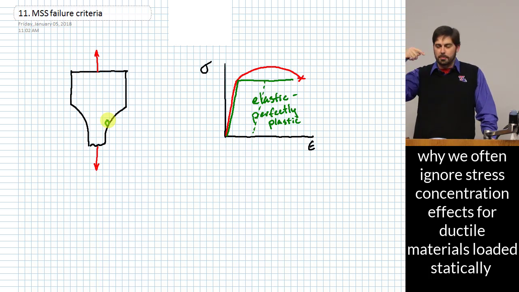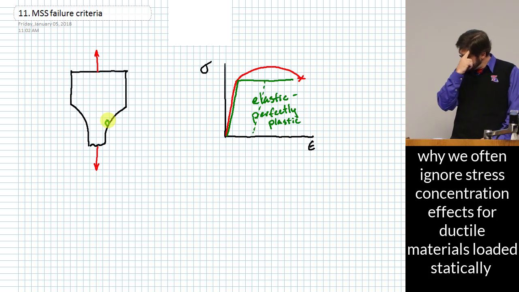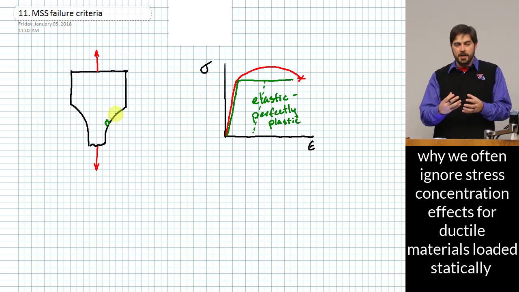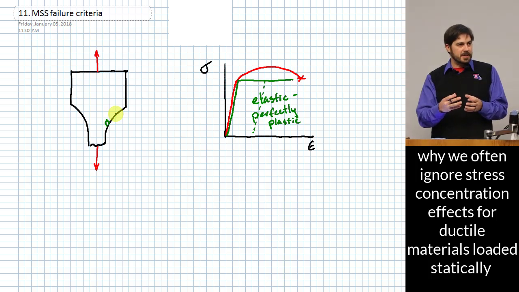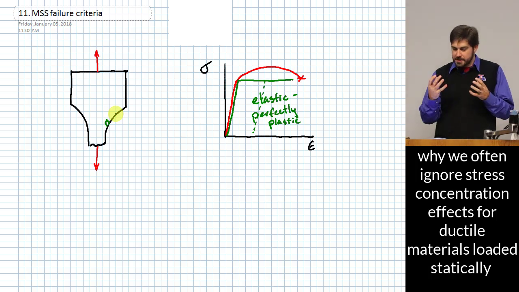So let's actually sort of play forward in our mind. If we are loading this tensile specimen, and right here at this geometric discontinuity we have a stress concentration, and so it begins to yield at that little patch of material first because that's where the stress concentration is the highest. What happens after that? Think about this in terms of stress fields in this material.